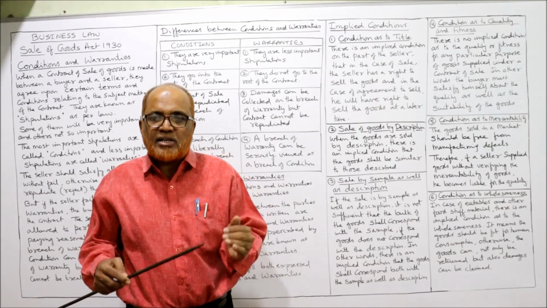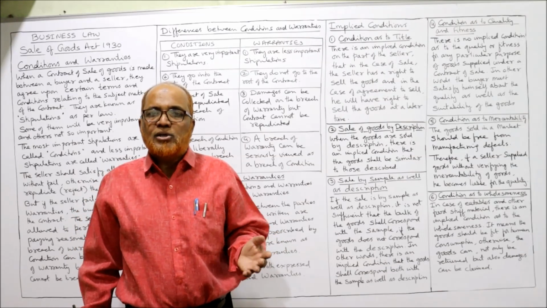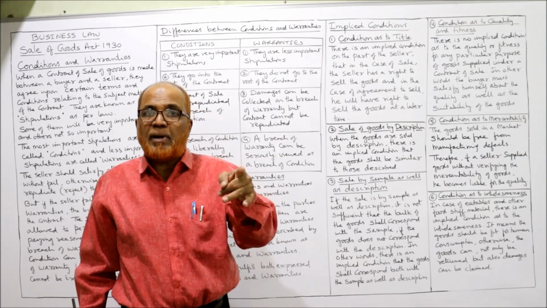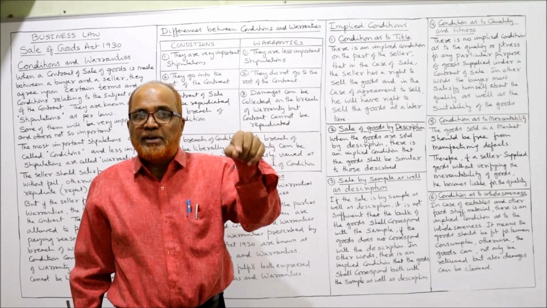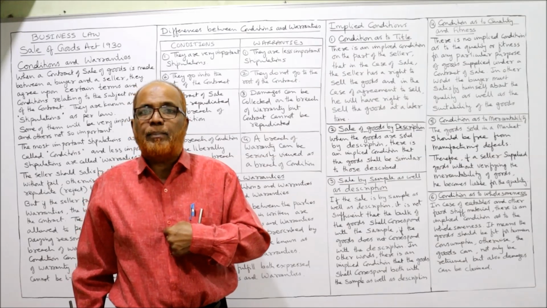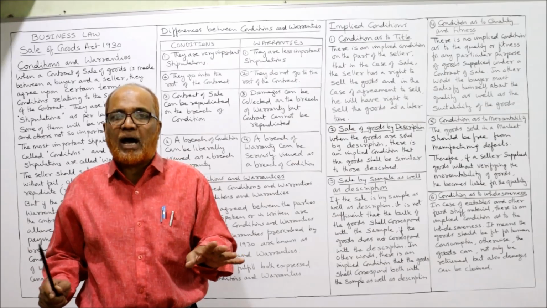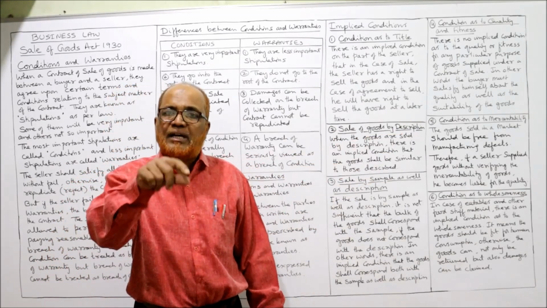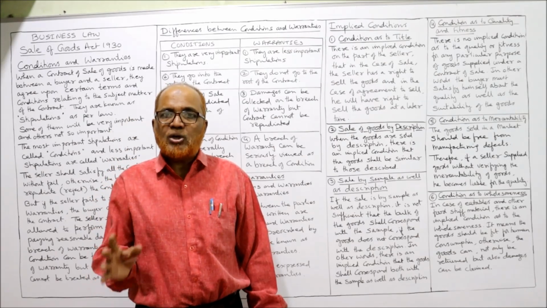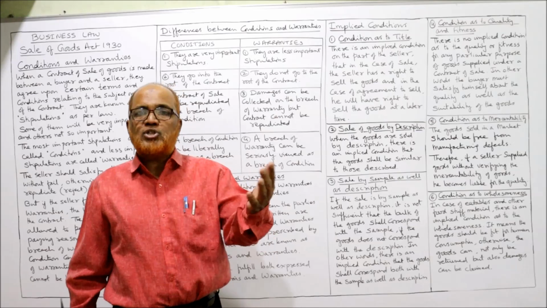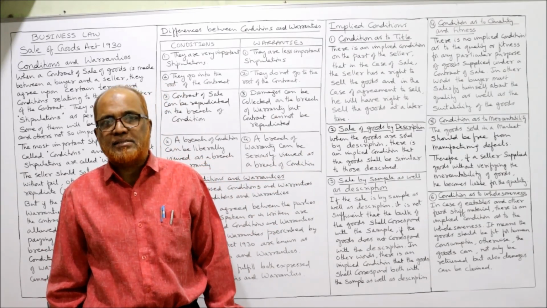When the buyer is purchasing some goods, the seller does not know for what purpose he is buying. So the buyer should be clear in his mind regarding what type of goods I require, which type of goods will be suitable for my purpose. So there is no implied condition as to the quality or fitness of the goods. The buyer should decide himself which type of goods are suitable for his purpose.